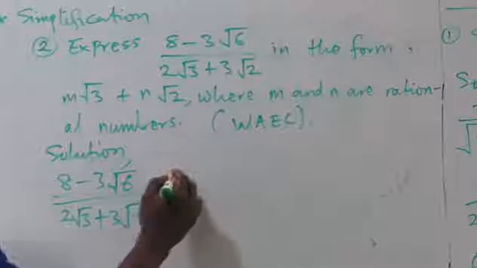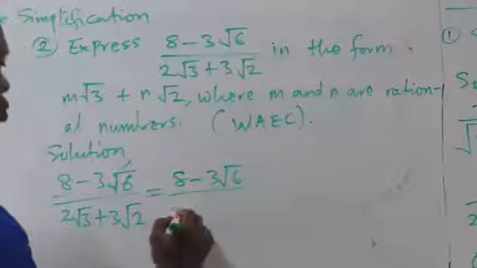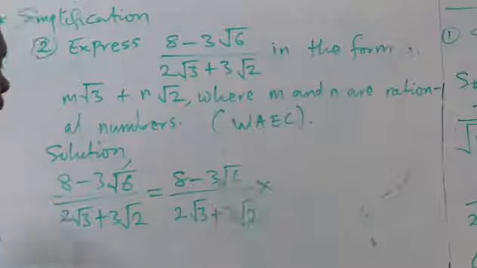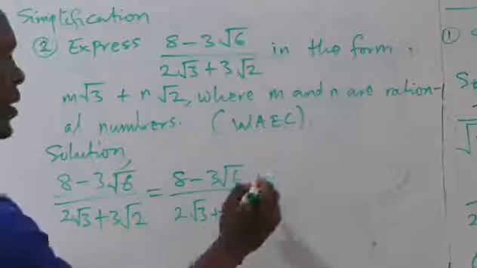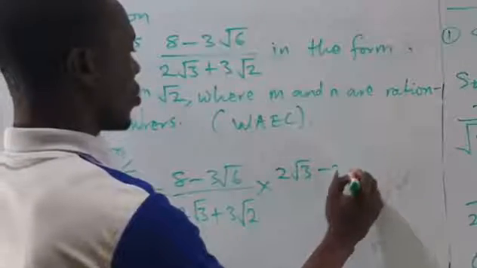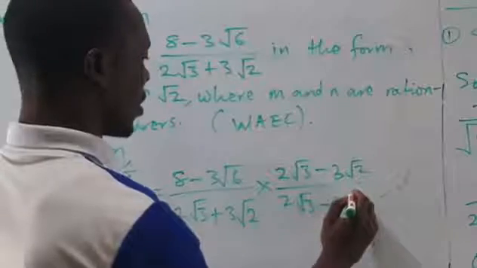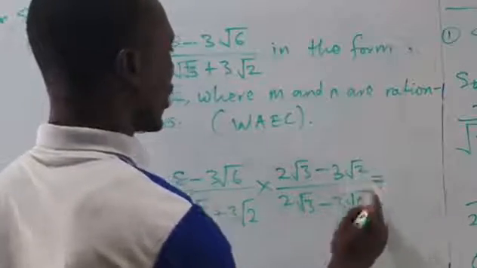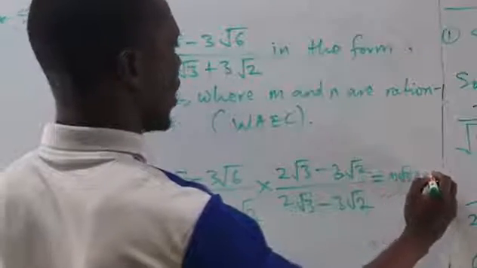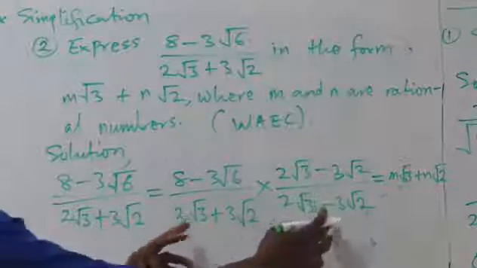And to do that, we have 8 minus 3 root 6 all over 2 root 3 plus 3 root 2 multiplied by the conjugate of the denominator, which is 2 root 3 minus 3 root 2 all over 2 root 3 minus 3 root 2. But don't forget, you must equate this to what? m root 3 plus n root 2. So we are working towards that. So let's now simplify this.